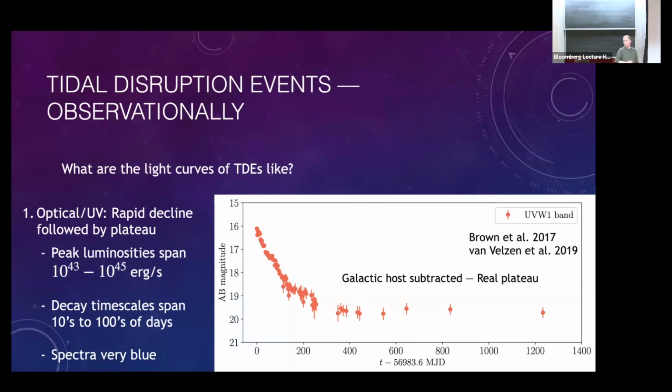This is the fallback rate directly. This is not the fallback rate. The mass does fall back as T to the minus 5/3, you can simulate the hydro, but the light that comes out generally does not.